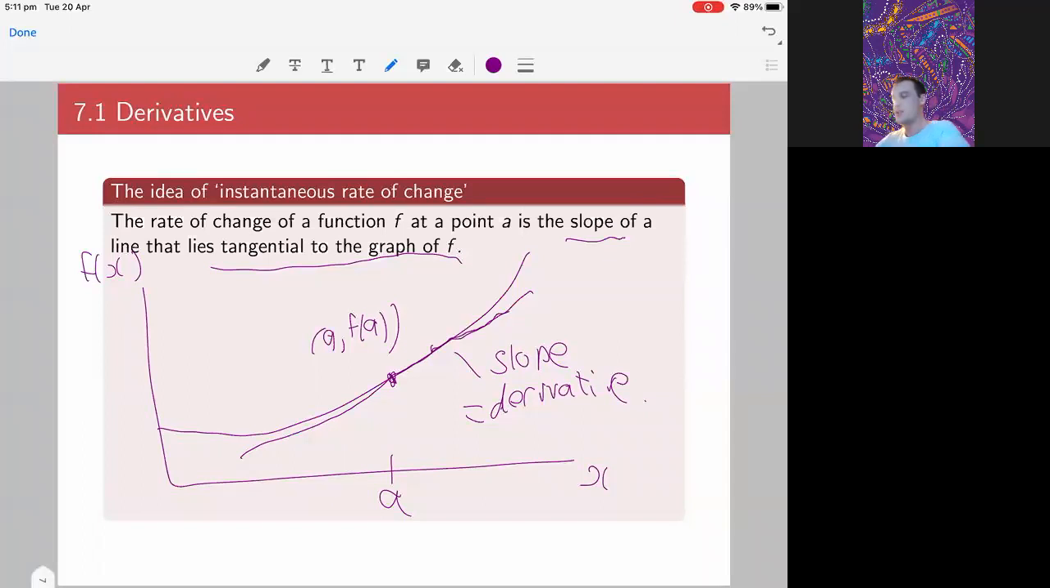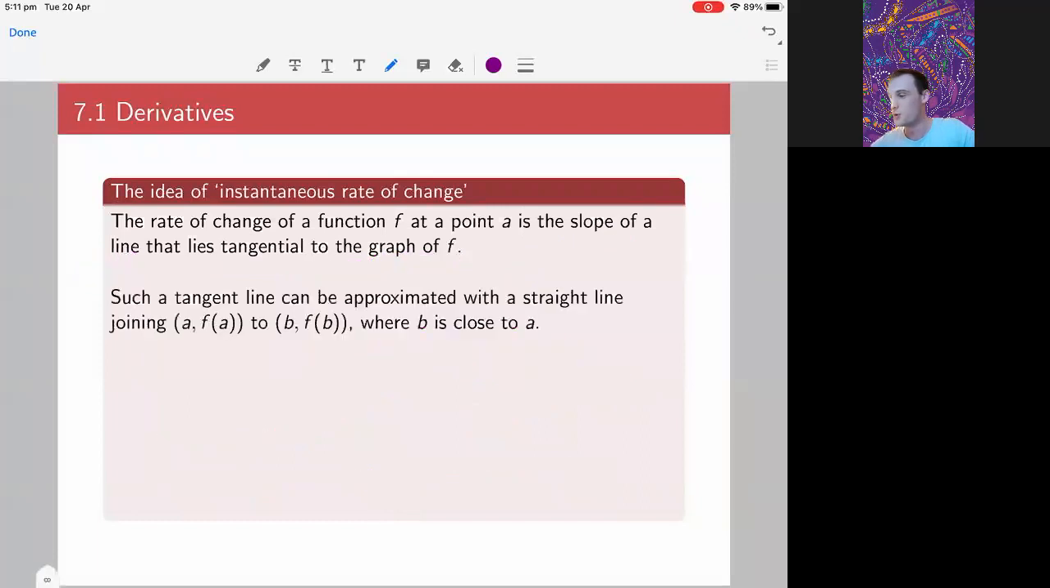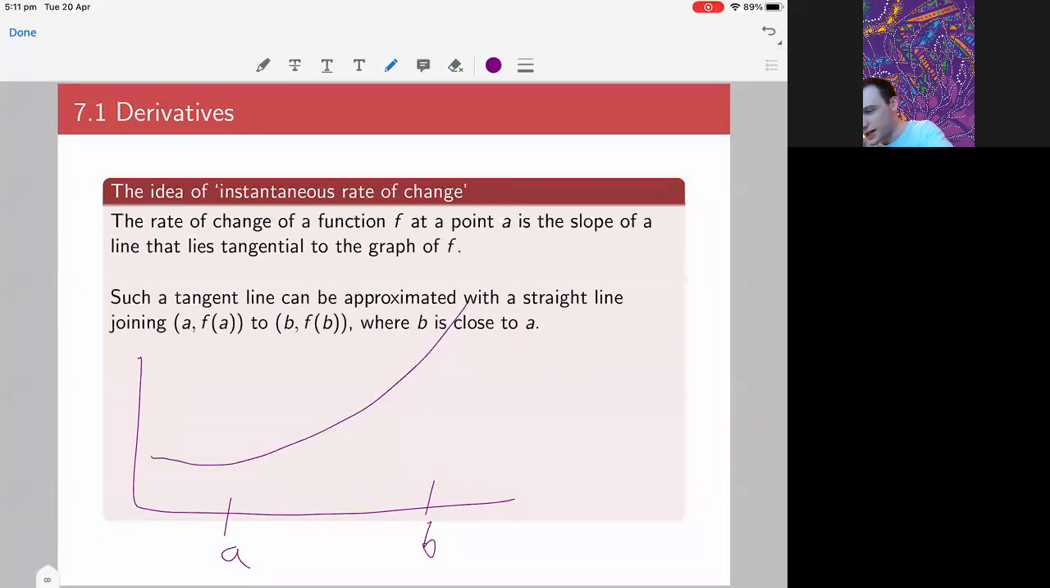So the idea is we want to find this slope. How can we find this slope? In principle, if you're just given a function, it might be pretty hard to work out straight off the bat what this particular slope is. So instead, what we do is pick another point on the graph. Let's say we've got this function here. We're trying to find this particular tangent line here. So instead, what we do is look at these two points here, the graph of the function at the point A and the graph of the function at the point B.